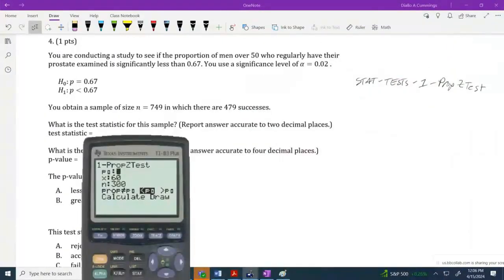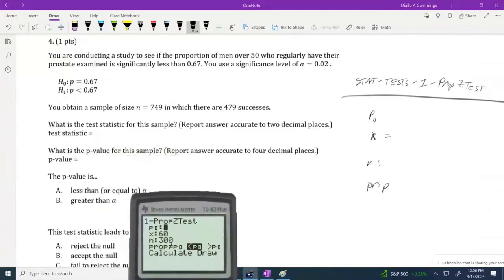So it asks for these things. P sub 0, X, N, and then we have to put in the test. So what do you think P sub 0 is? 0.67. That's that hypothesized proportion. Just like mu sub 0 was the hypothesized mean, P sub 0 is that hypothesized proportion.